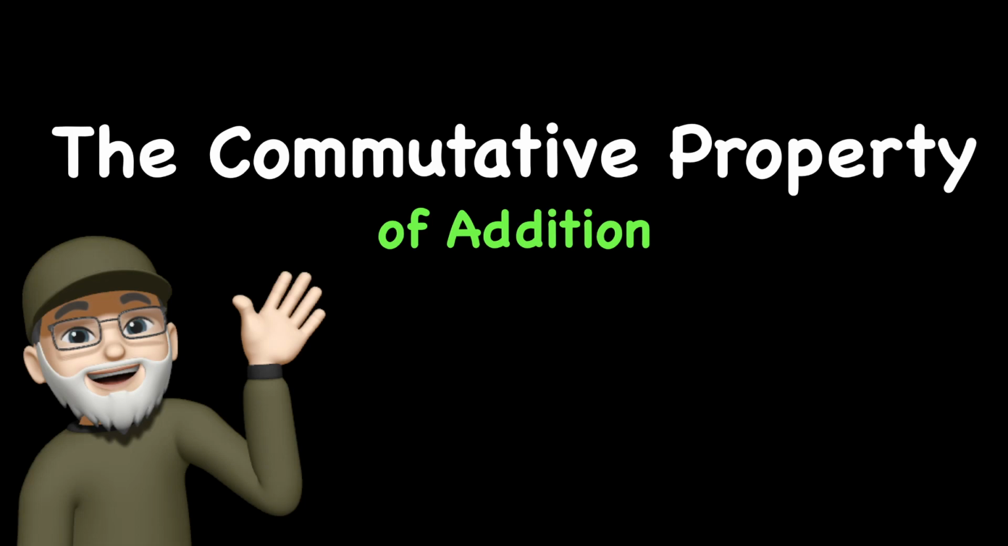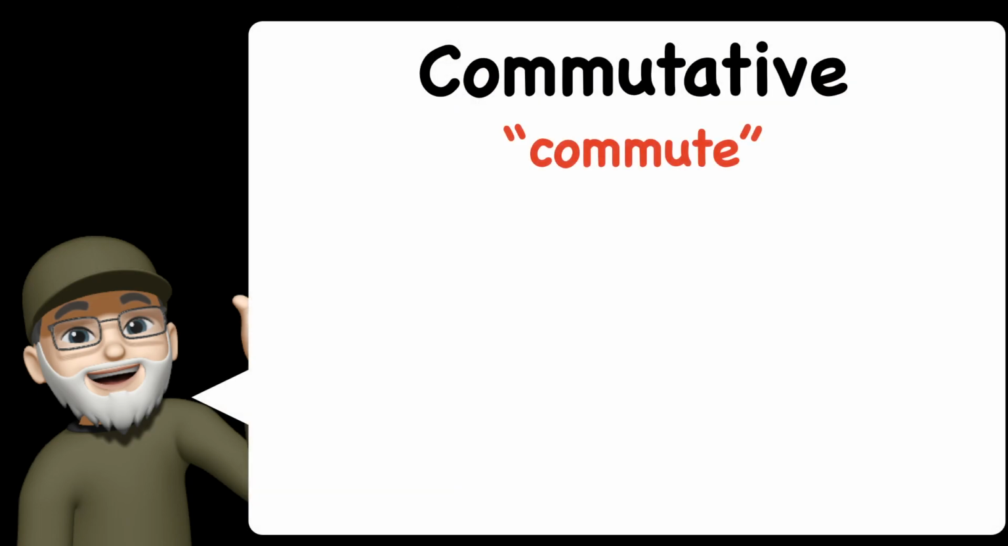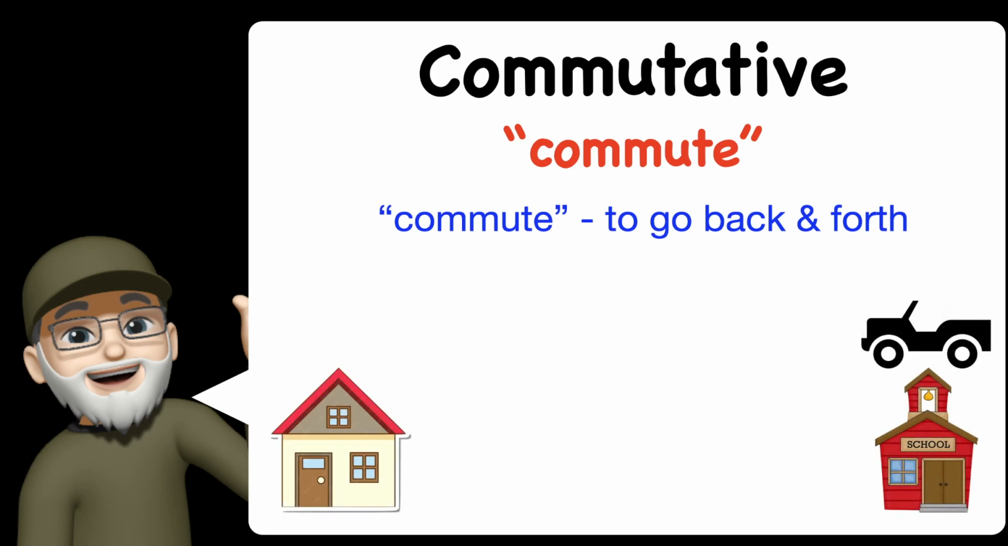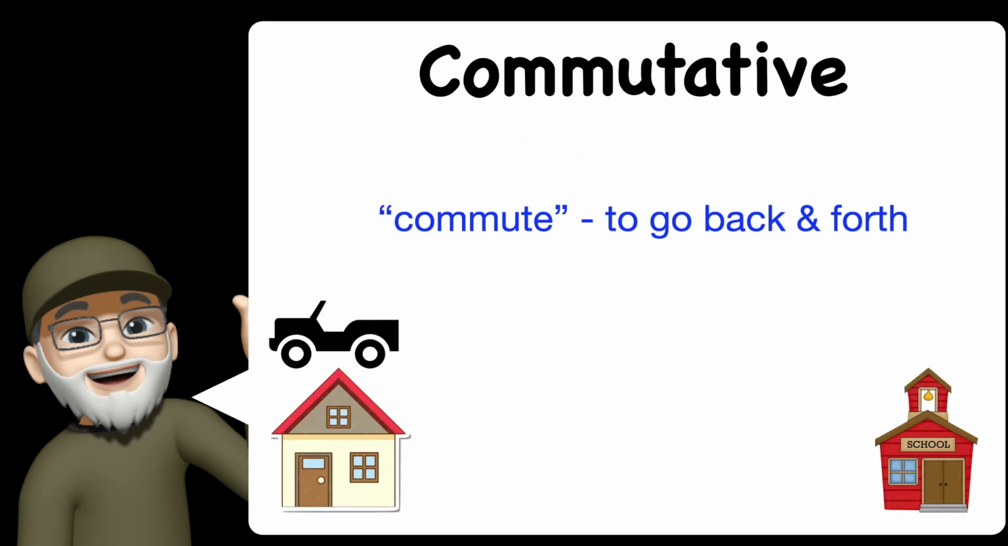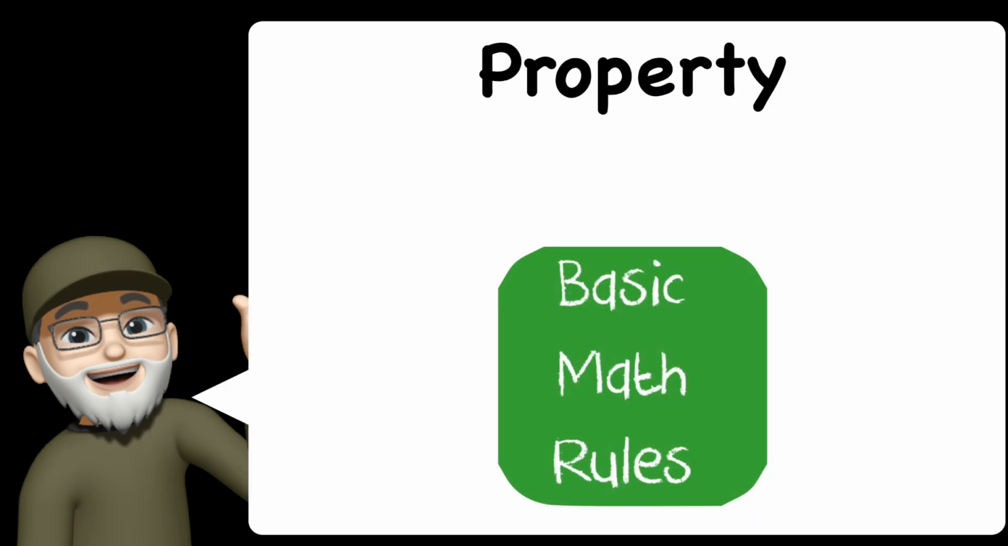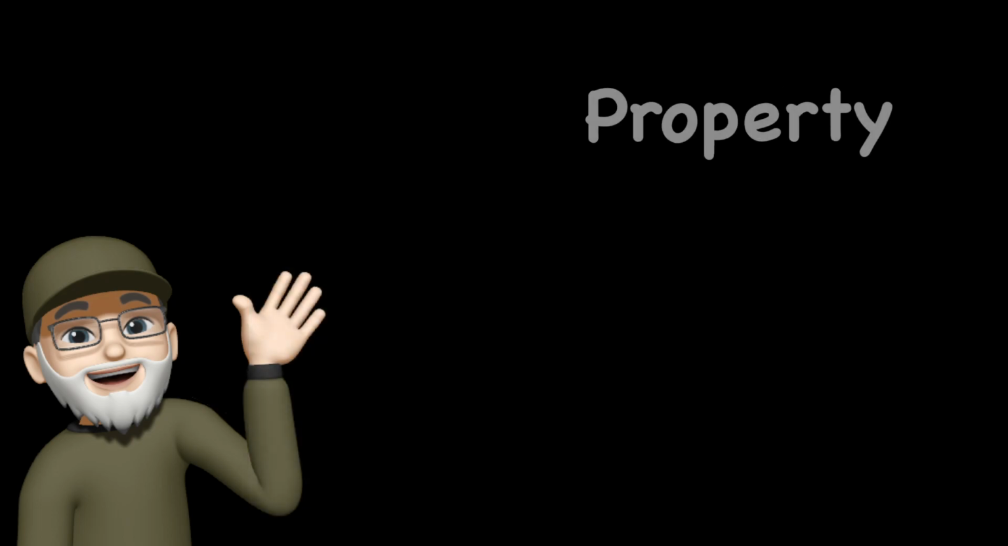This lesson's on the commutative property of addition. The word commutative comes from the word commute, which means to go back and forth. For example, if you were going back and forth between your home and school every day. The word property doesn't mean something that you own or land, but it means a rule, in this case a basic math rule for addition.